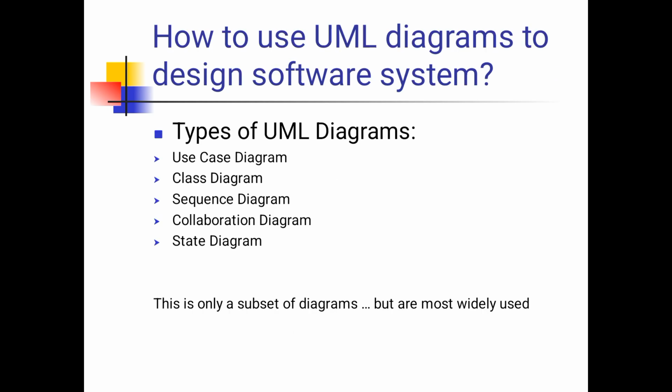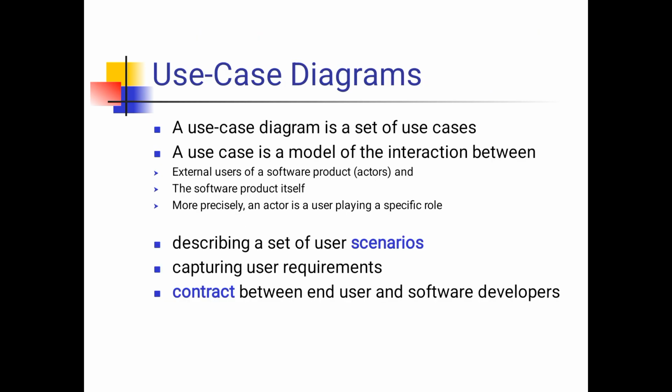And then the types of UML diagrams: use case diagrams, class diagrams, sequence diagrams, collaboration diagrams, and state diagrams. This is only a subset of diagrams, but the most widely used. Use case diagram. A use case diagram is a set of use cases.